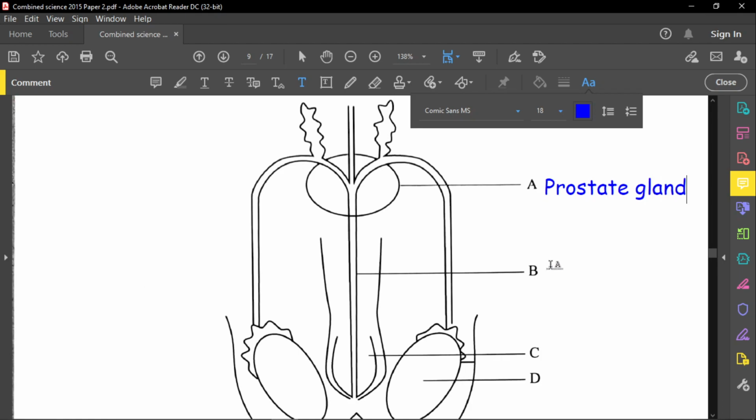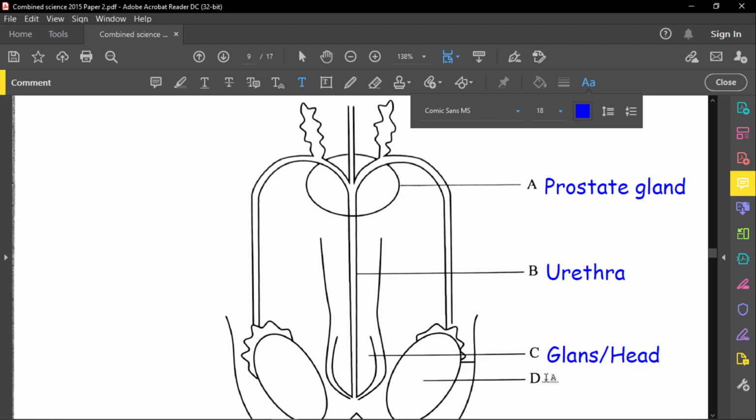All right, and B is the urethra. Okay, and C here is the head, or what they call the glans. So this is the glans, the head of the penis, based on what the labeling is.